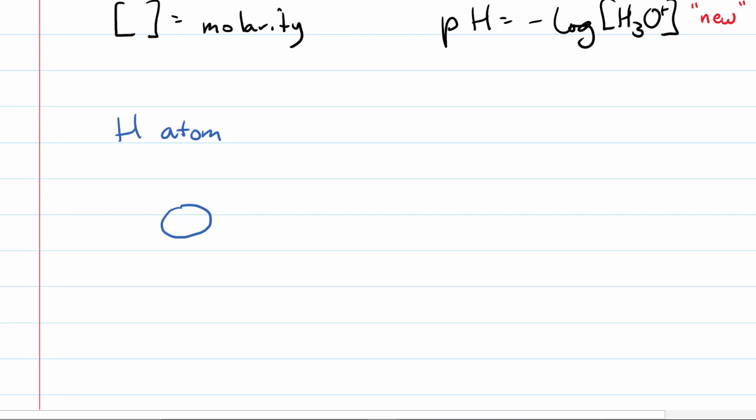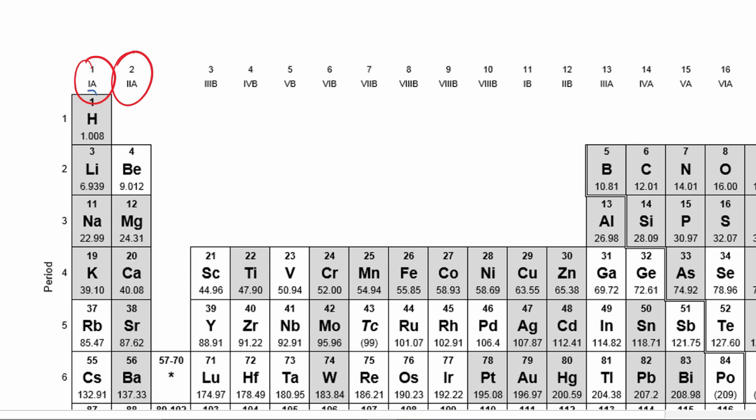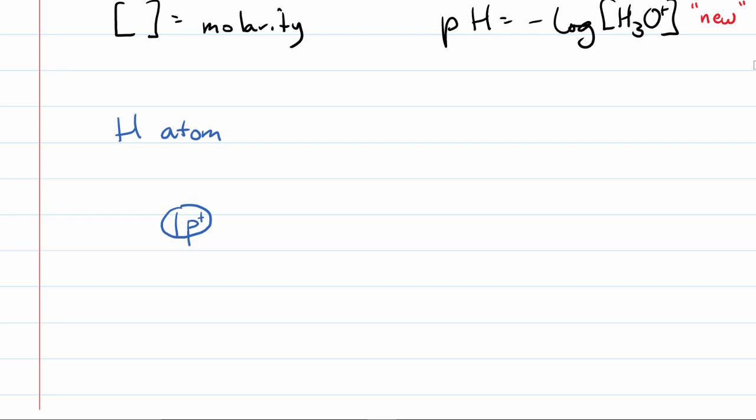What's going to be in the middle? Protons, right? And how many protons? Just one. And where do we get the one from? The atomic number. Right. We look here at hydrogen and we see its atomic number is 1. So a hydrogen atom is going to have 1 proton, and sitting out here in the electron cloud we're going to have 1 electron. So it's 1 proton and 1 electron.